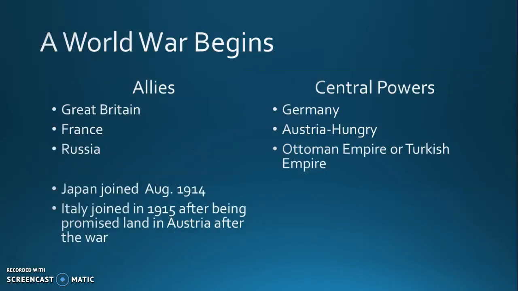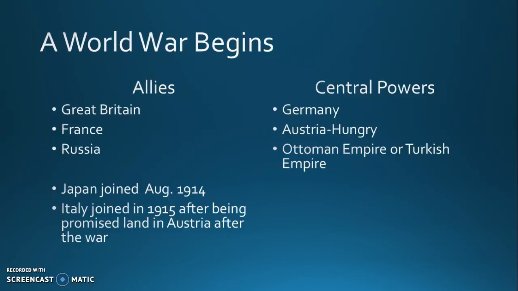Okay, so now the Great War had begun. The Allied powers of Great Britain, France, and Russia were on one side, and the other side were the Central Powers of Germany, Austria-Hungary, and the Ottoman Empire, which ended up becoming the Turkish Empire. A lot of you might be asking what happened with Italy. Italy decided they didn't want to be a part of Germany and Austria-Hungary anymore, so they went over and joined with the Allies a year later, after being promised land in Austria after the war. And Japan also joined the Allies in August of 1914. There were many other countries that joined the war, but these were the big ones.